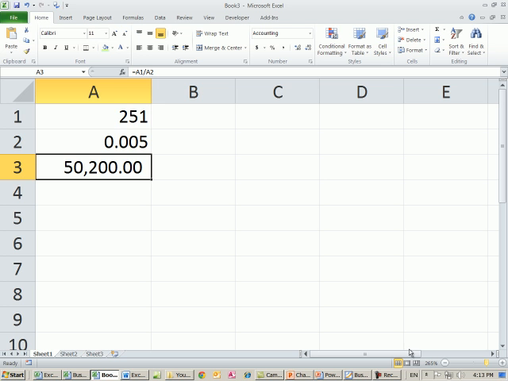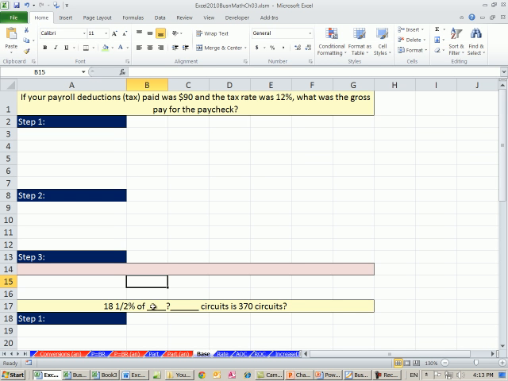Let's go over to Excel, this workbook right here. All right, if your payroll deduction tax paid was 90 bucks and the tax rate was 12%, what was the gross pay for the paycheck? All right, so we come here, and our first bit was, so the tax paid was 90 bucks. And the tax rate, so we know the tax rate was, and I'm going to format as I type. That percent means I'm putting the number 0.12 in the cell.